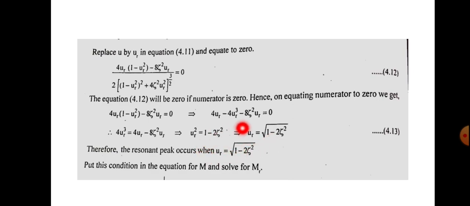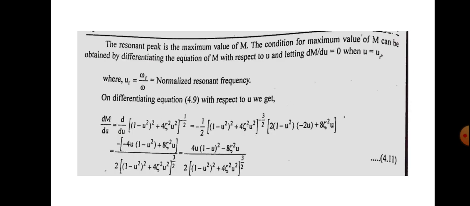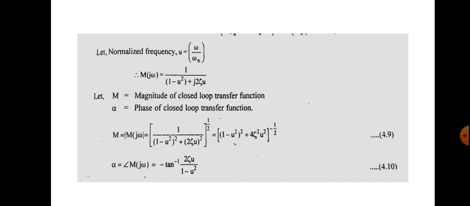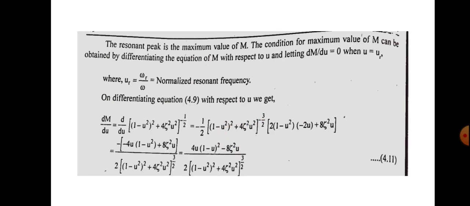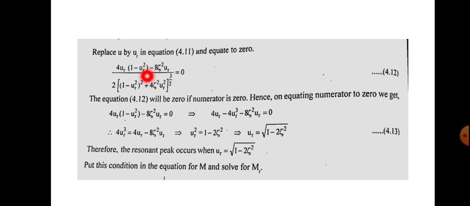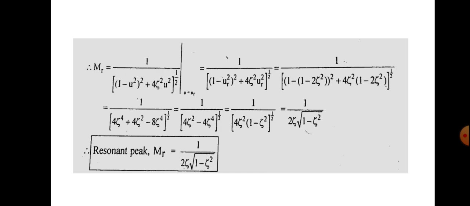So we can substitute the value of ur in the equation for Mr. Here we have the equation for M. So we can substitute u as ur. So Mr equal to, instead of u we substitute ur. So we will get the equation like this: ((1 minus ur) all square plus 4 epsilon square into ur square) raised to 1 by 2.